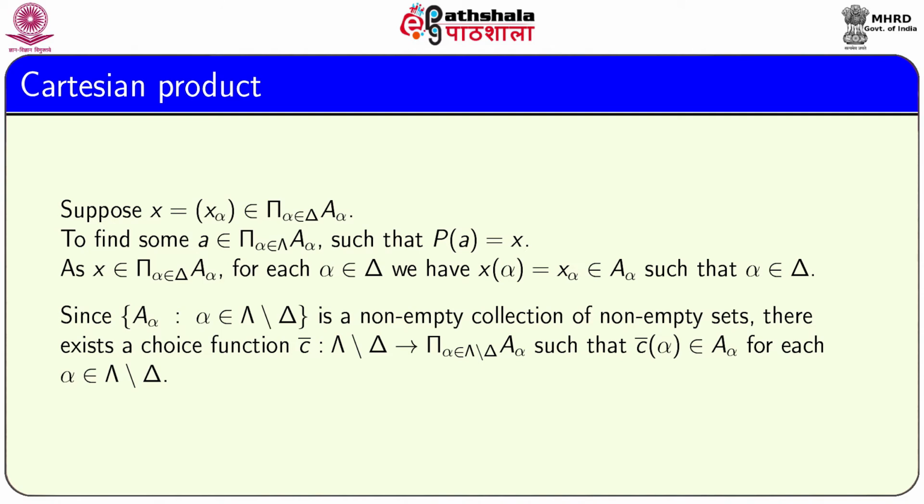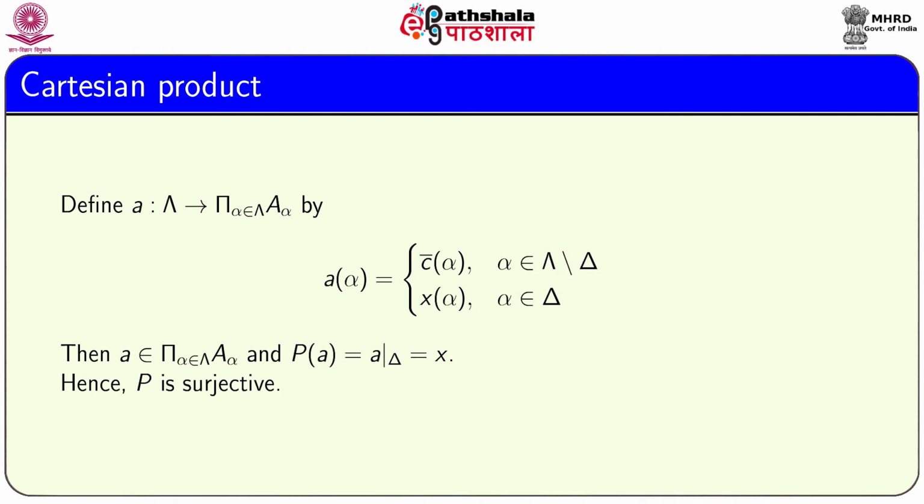Since A_alpha, alpha belonging to lambda minus delta, is a non-empty collection of non-empty sets, there exists a choice function C-bar from lambda minus delta to the union of the A_alpha, alpha varying over lambda minus delta, such that C-bar(alpha) is inside A_alpha for each alpha belonging to lambda minus delta.